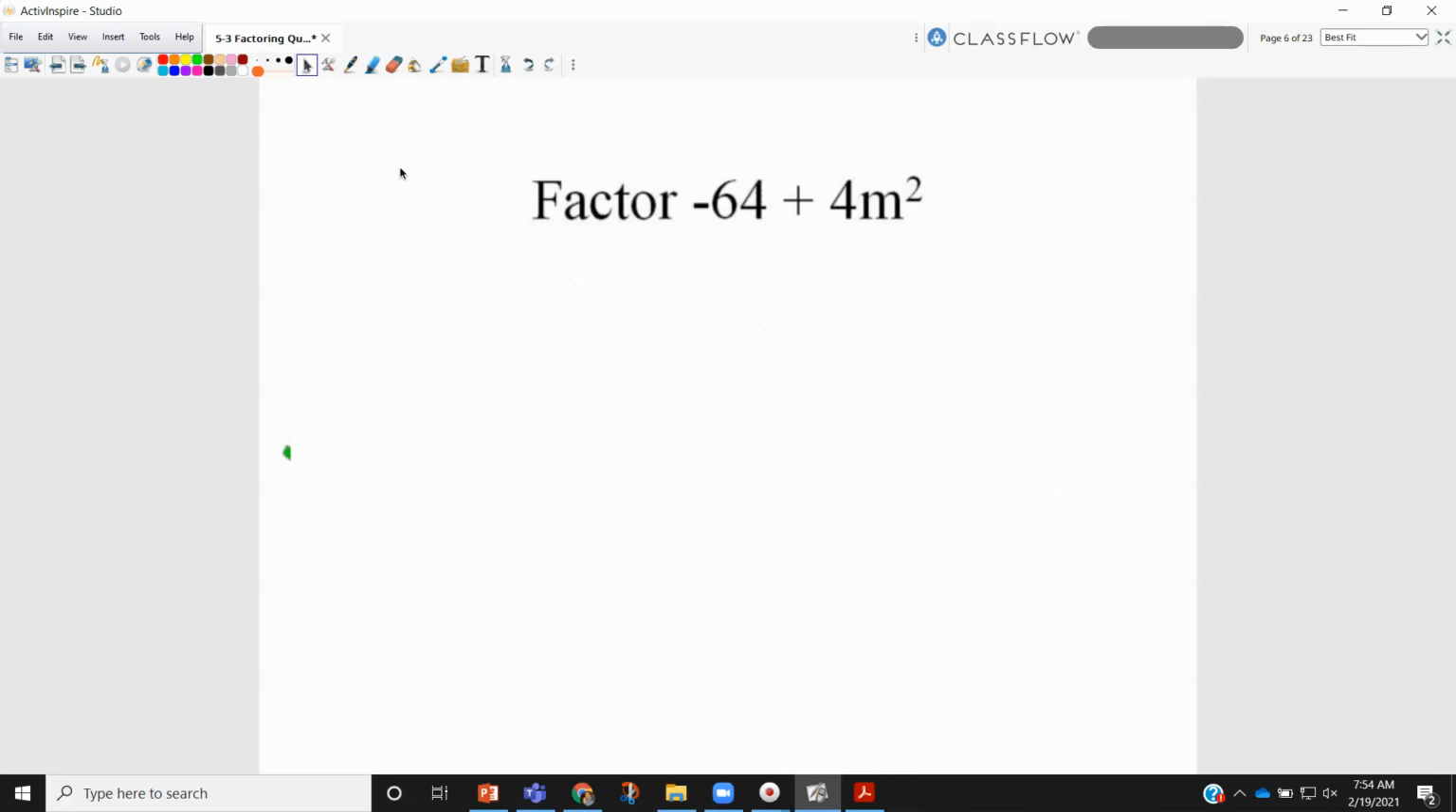Okay? And then we have 4m squared minus 64. So that's the same because the commutative property of addition says we can rewrite. Then we notice that these are a difference of squares. So you get 2m minus 8, 2m plus 8.